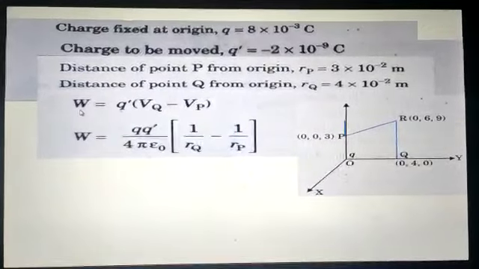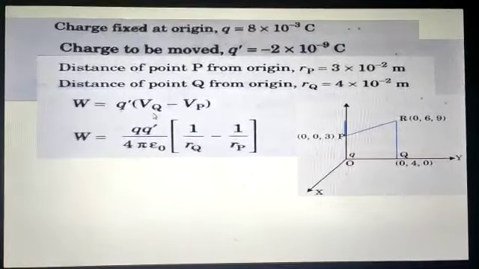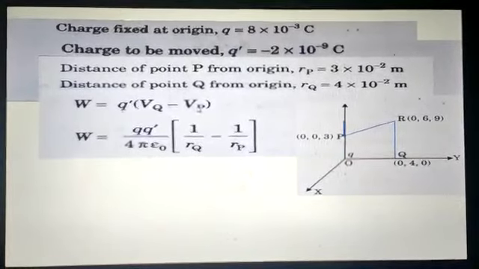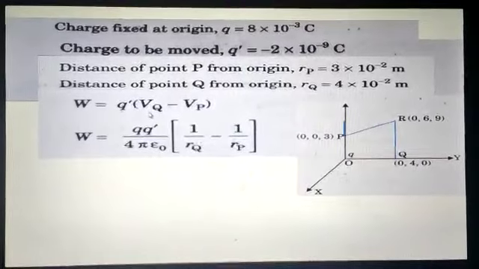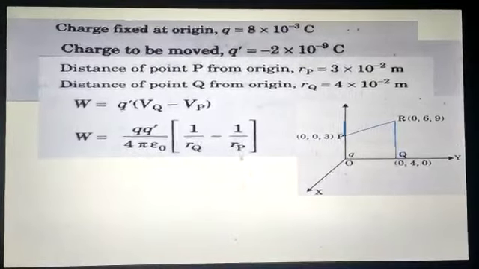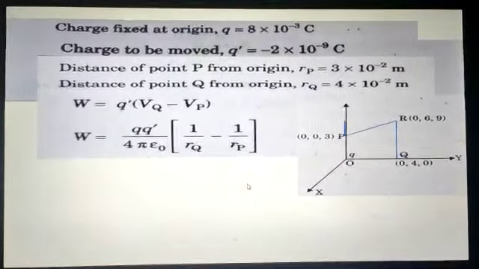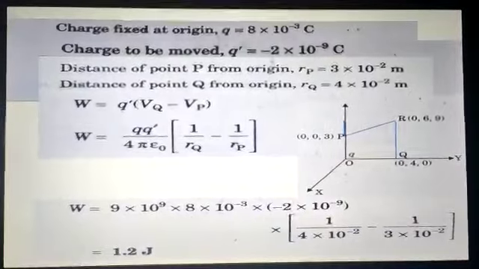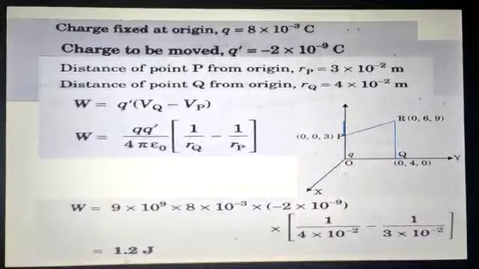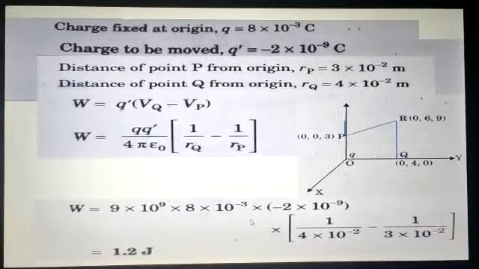Now the work done is calculated by the charge Q dash into the potential difference VQ minus VP. The value of VQ is 1 by 4 pi epsilon naught Q by RQ, and VP is 1 by 4 pi epsilon naught Q by RP. So taking out the common terms, we have this relation, and we put in the values which are given in the question, and the final answer which comes out is 1.2 joules. I hope this is also clear to you. We move to the next question.